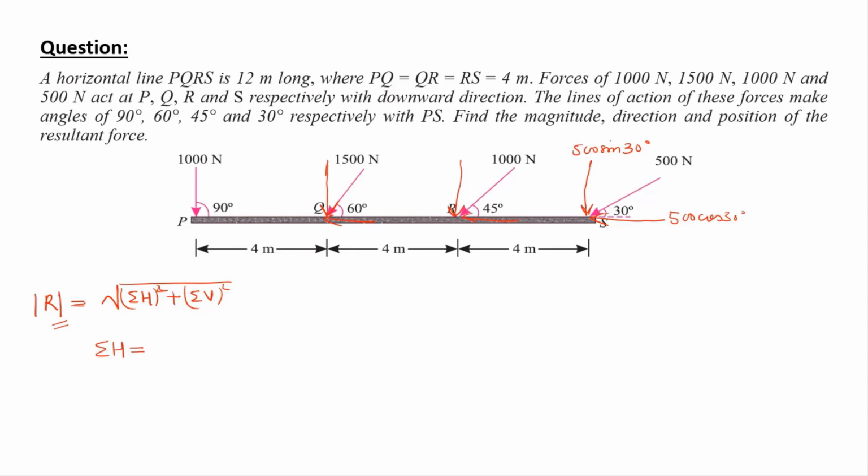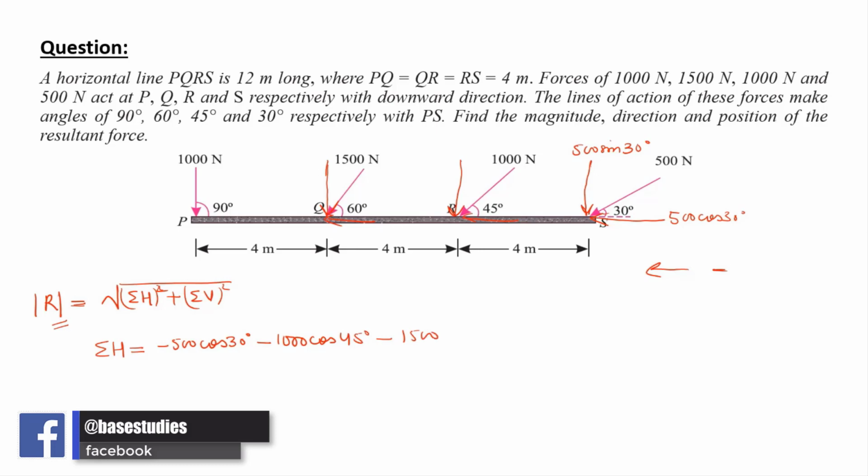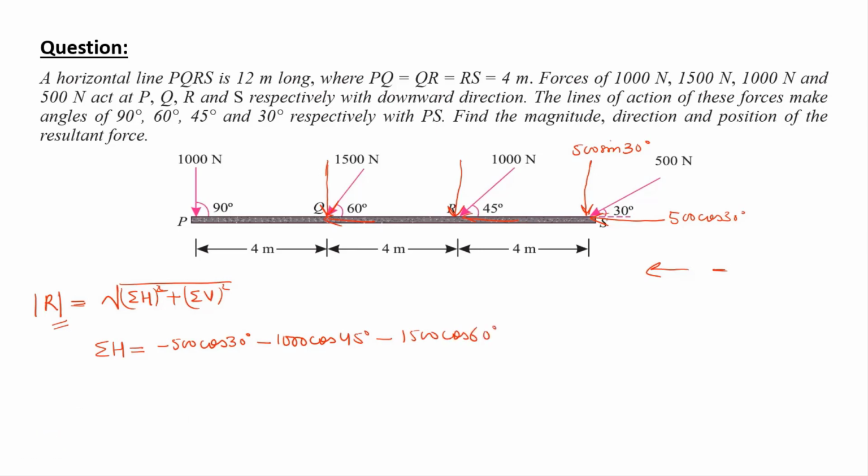Now while calculating sigma H, as the direction of all horizontal components are in this direction, it will be taken as negative. So the first force is this one, so minus 500 cos 30 degree minus 1000 cos 45 degree minus 1500 cos 60 degree and minus 1000 cos 90 degree. Upon solving all these values, we will get sigma H is equal to minus 1890 Newton.